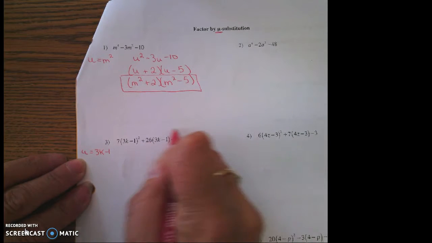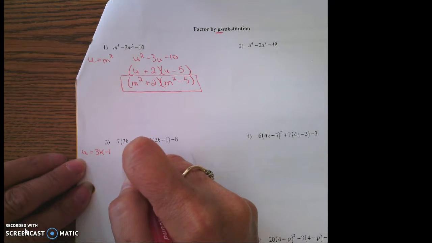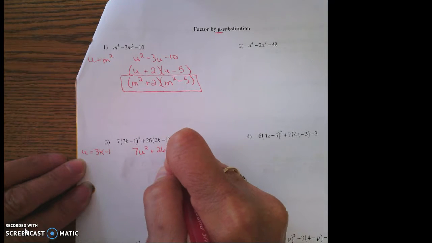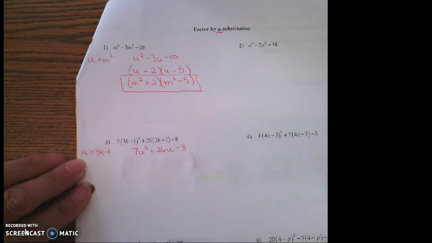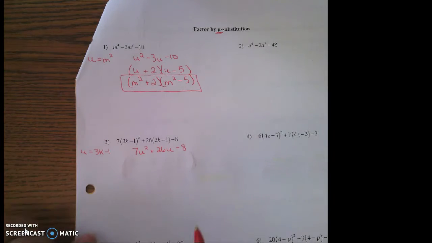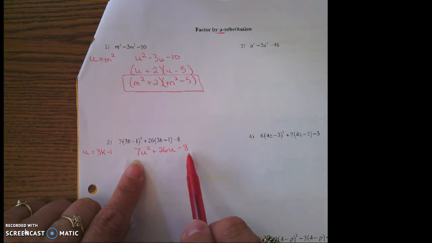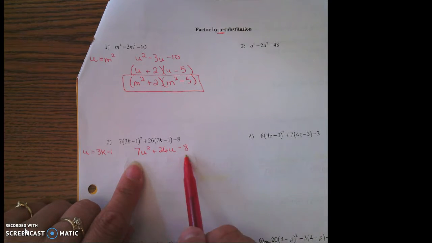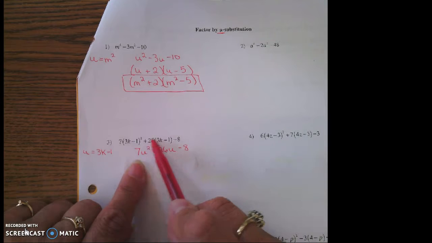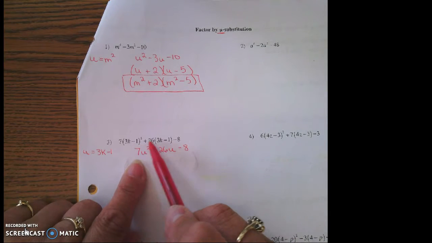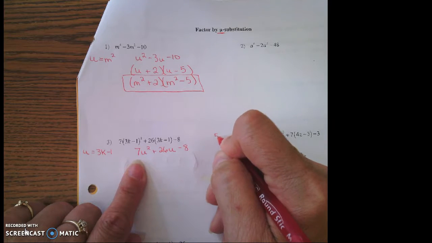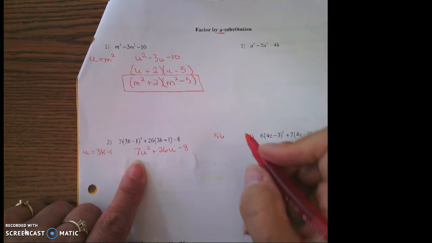All right, so now I'm going to rewrite this. So this is really just 7u squared plus 26u minus 8. So now it looks a little bit easier. So here's a trinomial. It's not perfect squares, perfect cubes. So I'm going to have to do my AC method. I'm going to go 7 times 8. And that gives me 56. So I'm doing work over to the side.